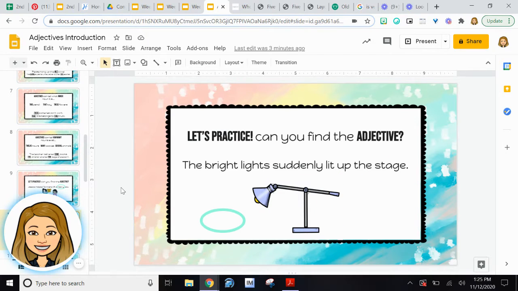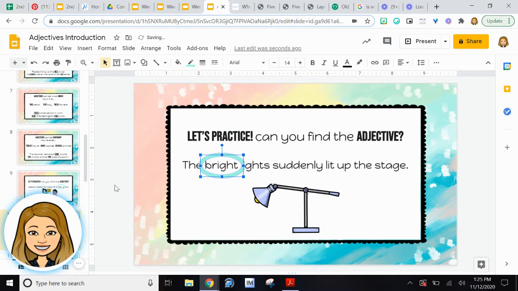Let's try another one. Can you find the adjective in this sentence? The bright lights suddenly lit up the stage. I'm going to look for the describing words now, and I only see one. It's the word bright. Let's see if it's followed before or after with a noun. The bright lights. Yep, it definitely is describing how the lights are, so I know that bright is the adjective.